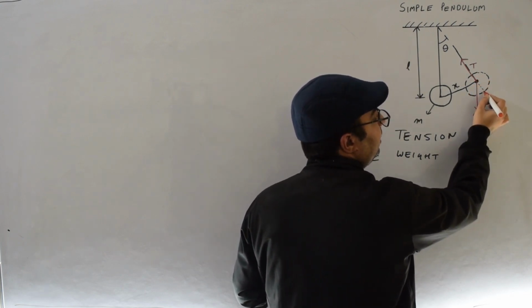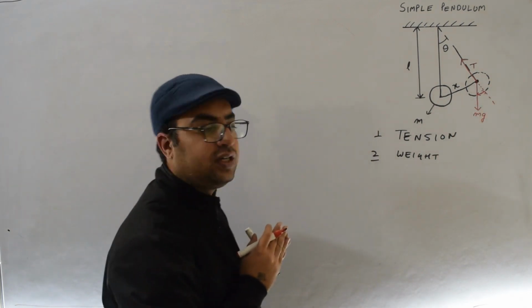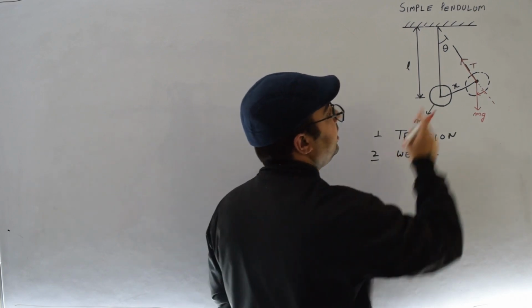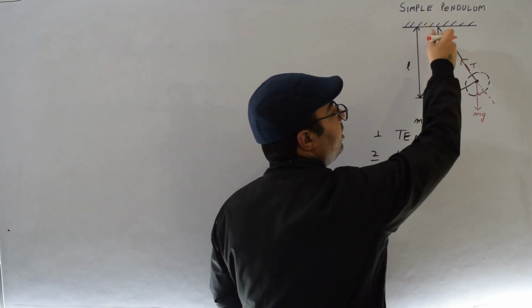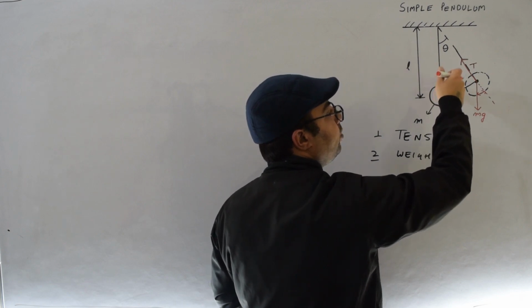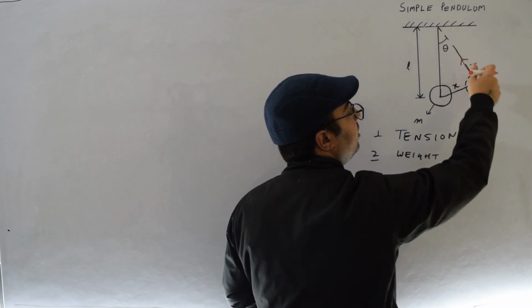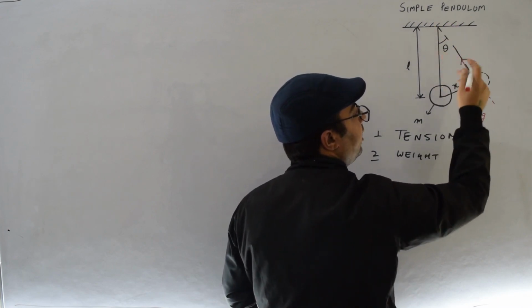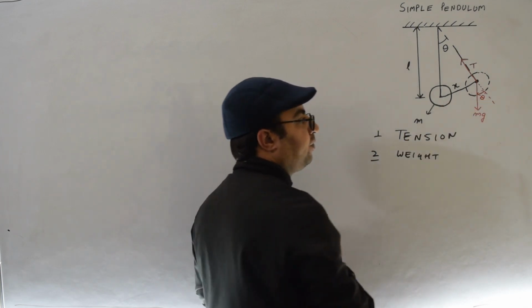What will be this angle? From the geometry of this figure, if you will see, this angle is theta, then this angle will also be theta. This is one line, it is L, and parallel to this there is mg, and this line will be intersecting these two parallel lines. So this is theta, that is the corresponding angle.